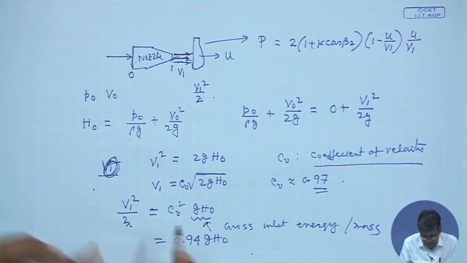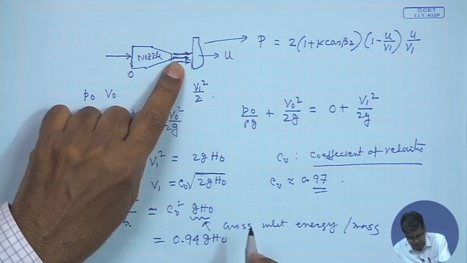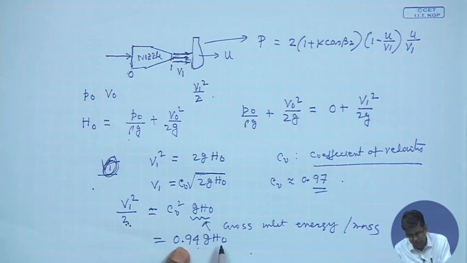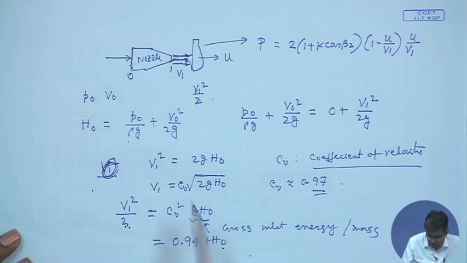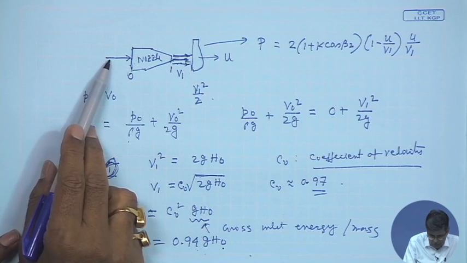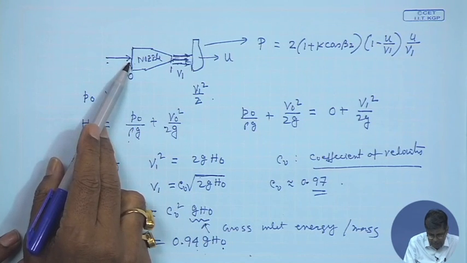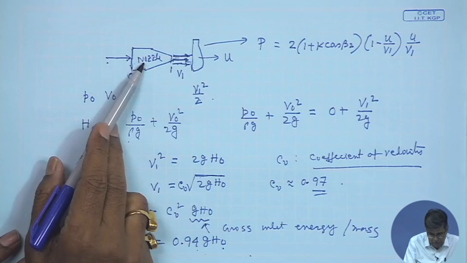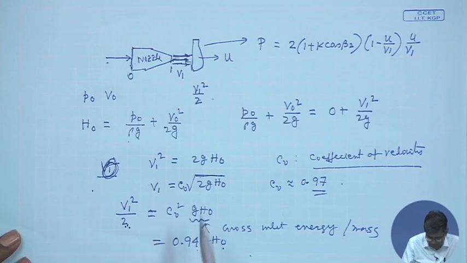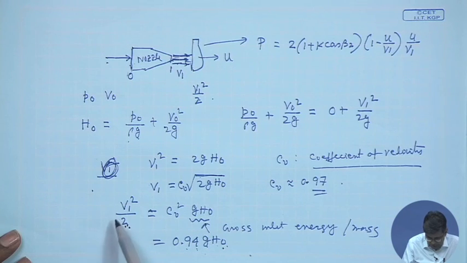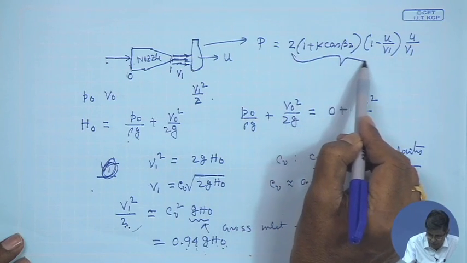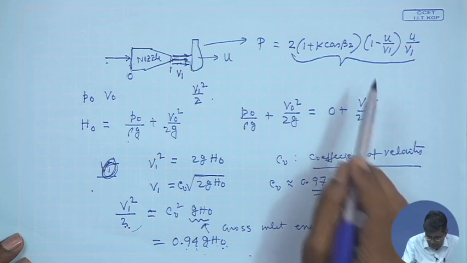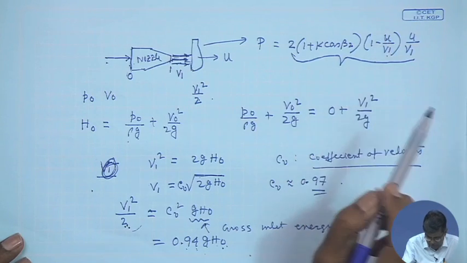That means the kinetic energy at the outlet of the stator is 94% of the gross, and it is hardly 5 to 6% loss. So, this way we can analyze that the gross input of energy is at the stator inlet, that is the inlet of the machine. Nozzle is a part of the machine as stator. Then the kinetic energy comes out to be 0.94 GH0, which can be written in terms of V1 square by 2, where V1 is the absolute velocity of the jet, and this is the power which is developed by the bucket, and which becomes maximum when u by V1 is 0.5.